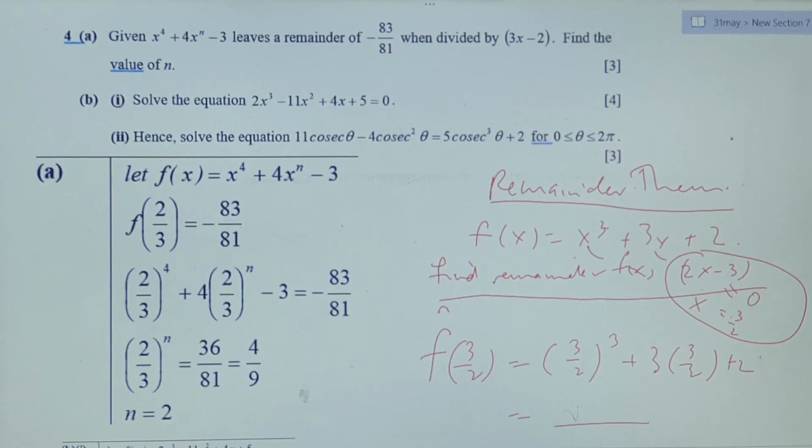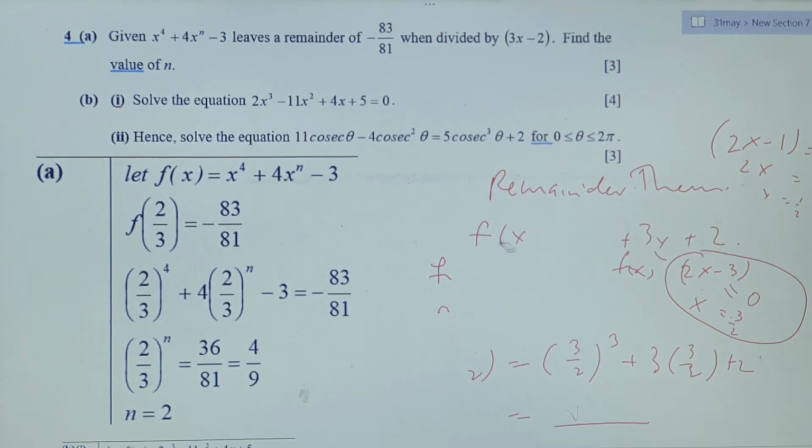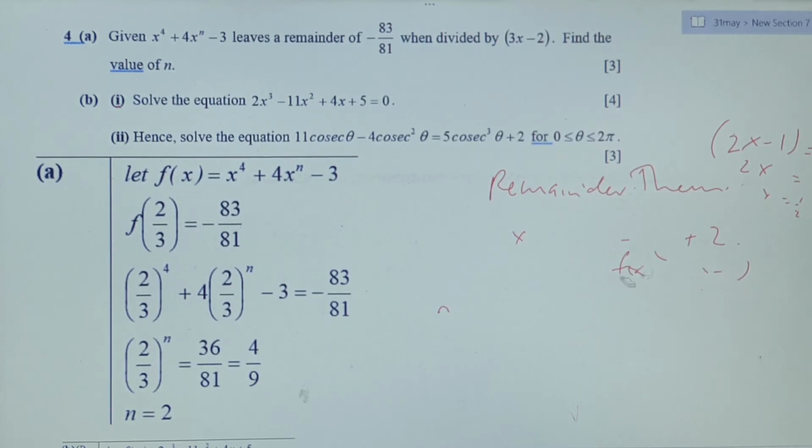Okay, if you divide by, let's say, 2x minus 1, then what do you sub in? You equate this to 0. Then it will be half. Then this one will be half, half, half. Okay, then you get the remainder already. So that's called the remainder theorem. Follow. Okay, what is the factor theorem?